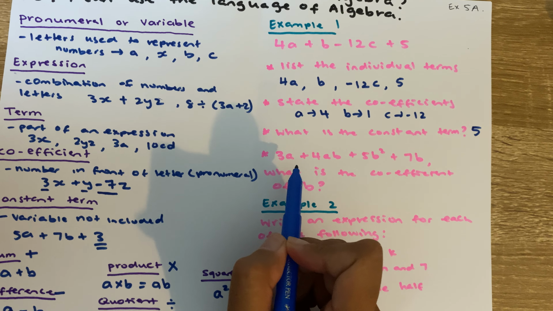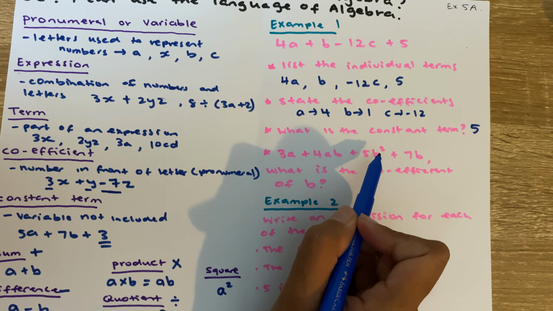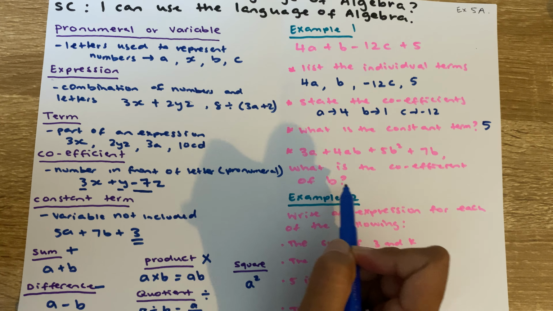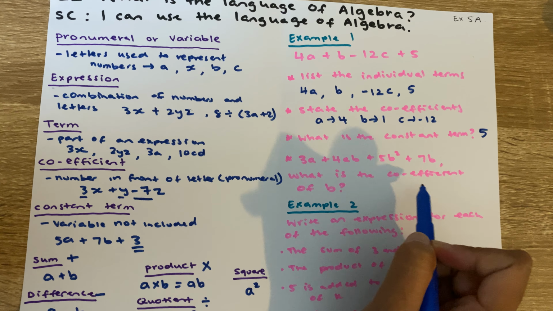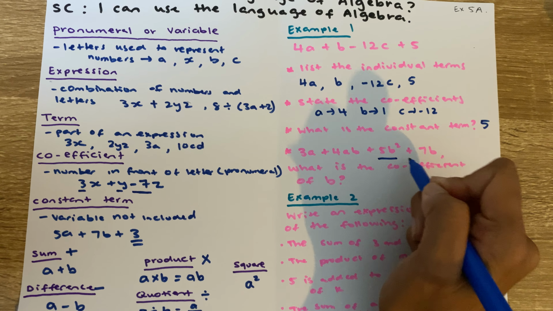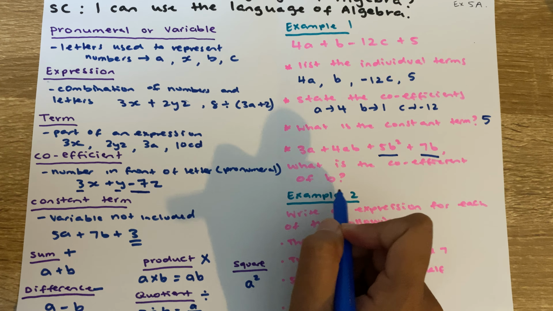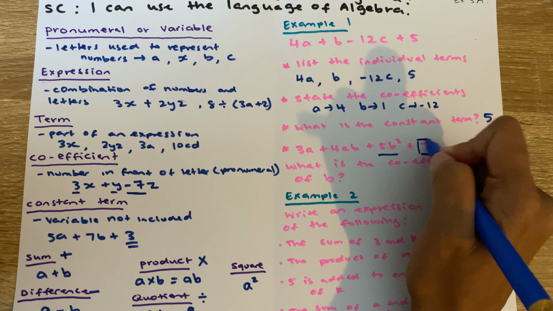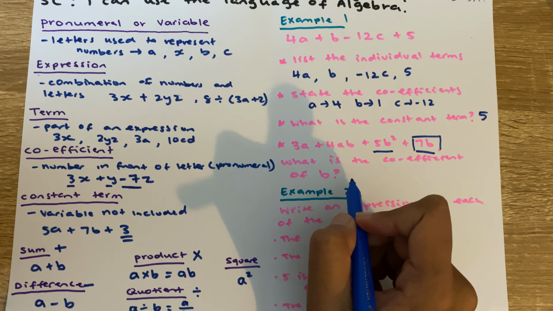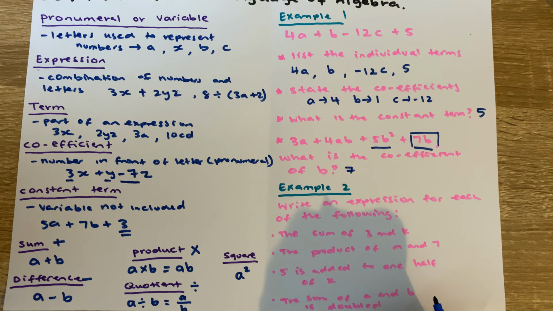Okay, we've got another example here. 3a plus 4ab plus 5b squared plus 7b. Our question is, what is the coefficient of b? Coefficient, remember, is the number in front of b. Okay, so we've got two things that have a b in it. We've got this and we've got this. Because it's just asking me for the coefficient of b, we are looking at b on its own, not b squared, okay? So the coefficient of b, the number in front of that, is a 7.